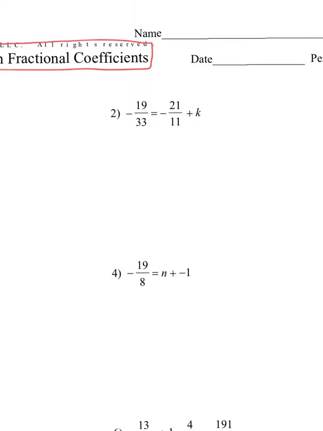Okay, if I look, and again, we're going down the second column of this ditto. First thing here, I want to solve for K. So that means I need to get rid of this 21/11ths. So I'm going to add 21/11ths.